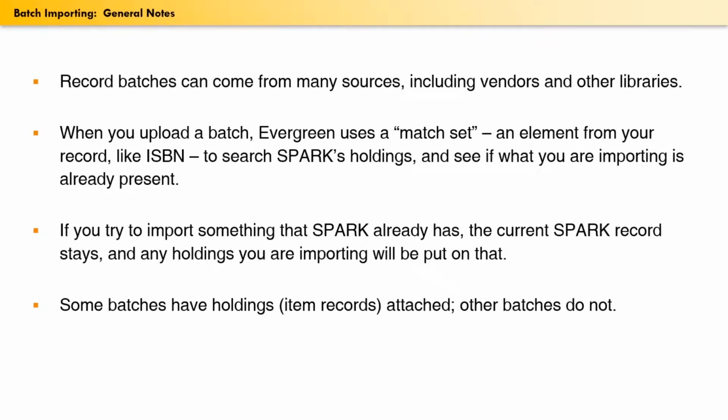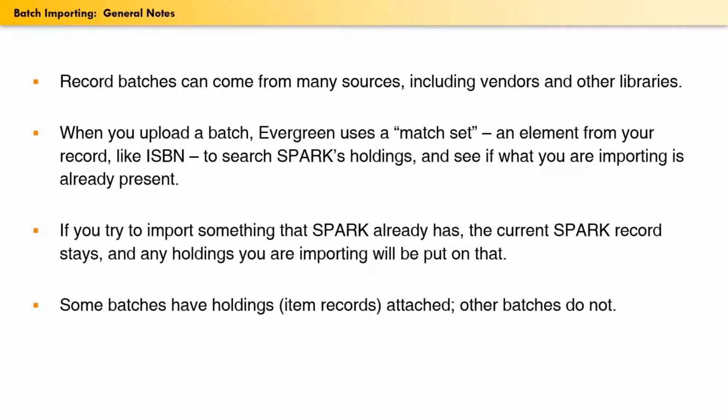Record batches can come from many places, normally from outside vendors and dealers, but also from other libraries. When you upload a batch of records, Evergreen uses something called a match set, a particular kind of information from your record, such as ISBN or UPC. The match set is used to search Spark's holdings and to determine whether what you are importing is already present.